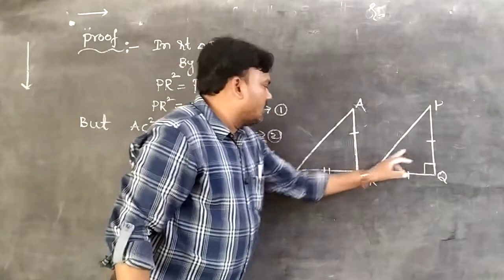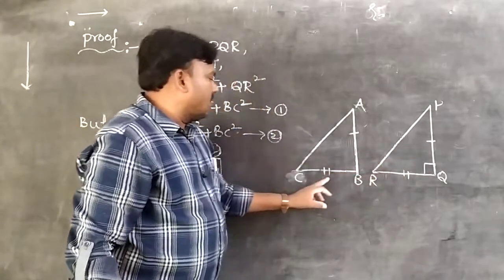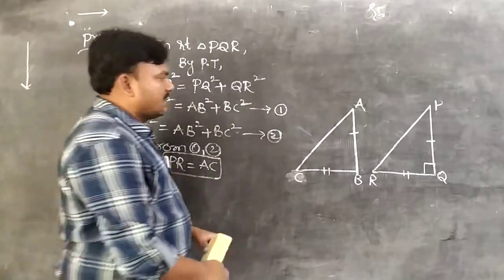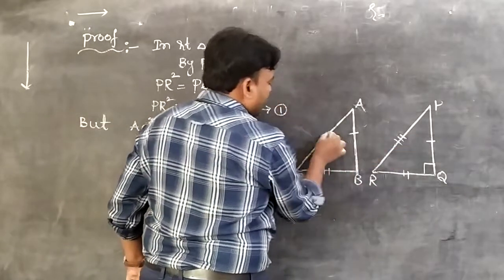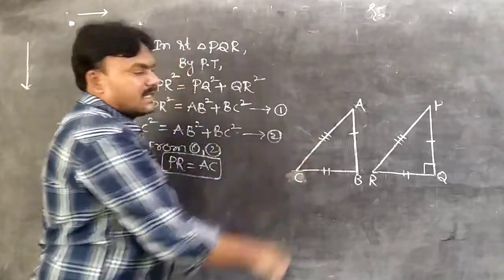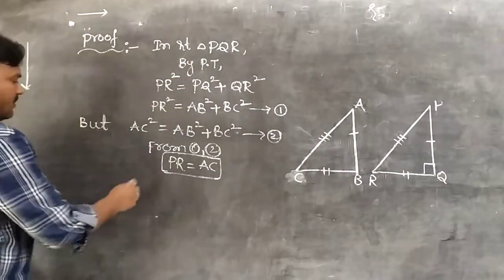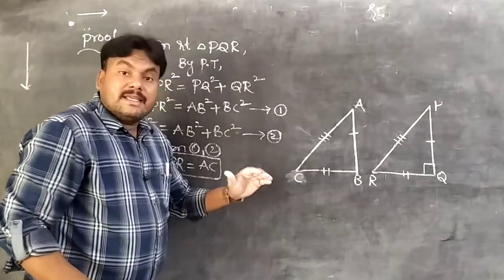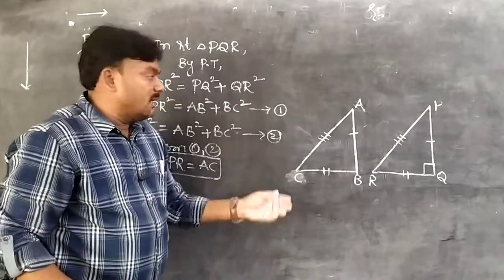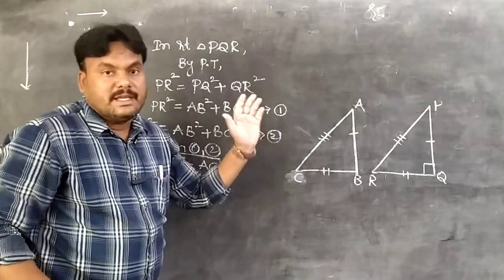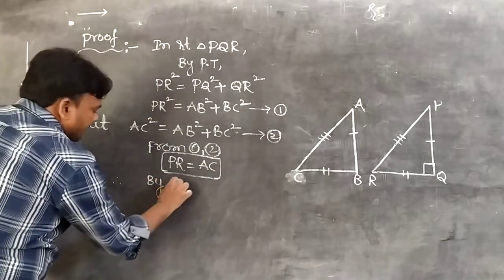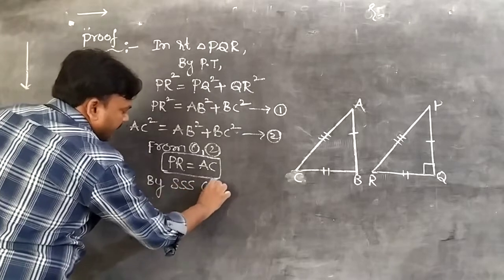Observe here: PQ equals AB, QR equals BC, and we proved PR equals AC. It means all sides are equal. So therefore, by SSS congruency, both triangles are congruent to each other.